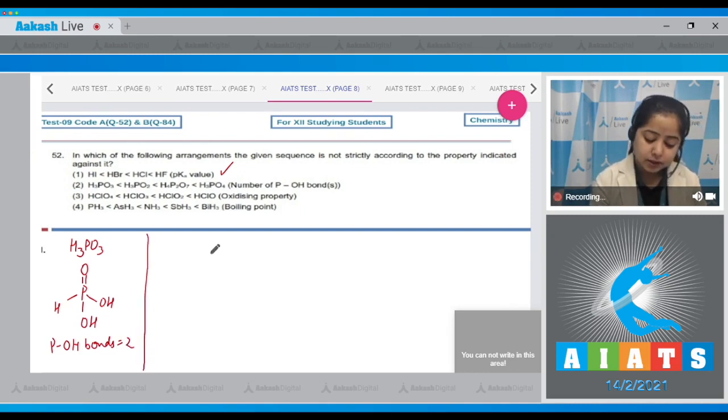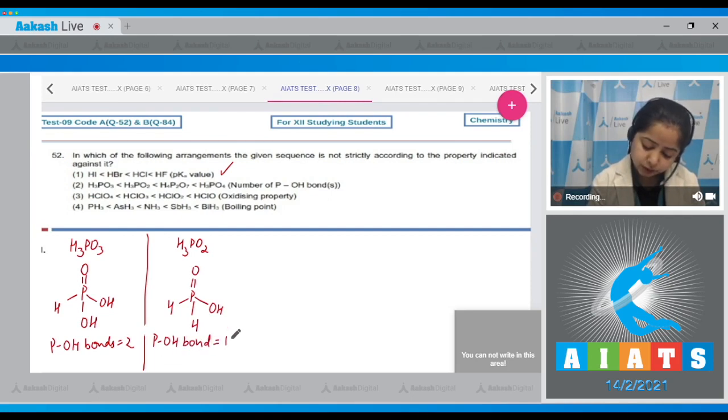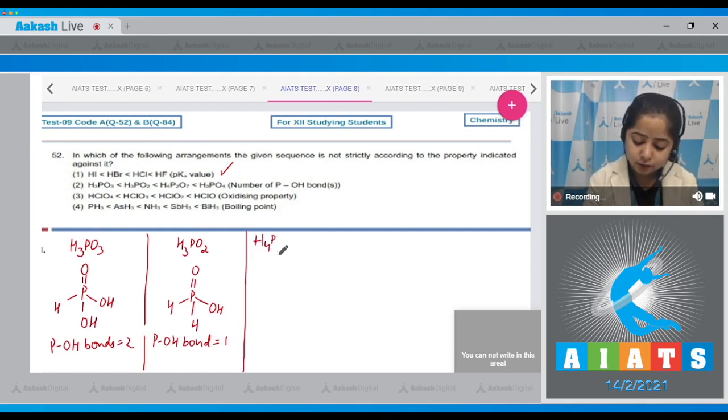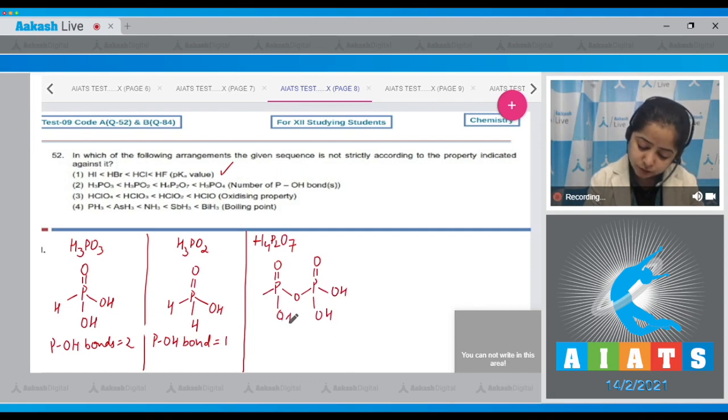Moving to next, H3PO2. So P double bond O, OH, H. That means the number of P-OH bonds is equal to 1. Moving to next, H4P2O7. So H4P2O7, P double bond O, P double bond O, OH, OH, OH, OH. That means the number of P-OH bonds here is 4.